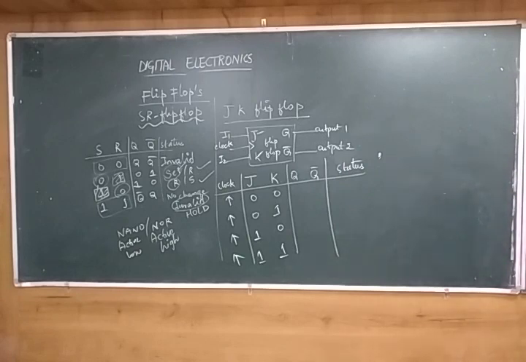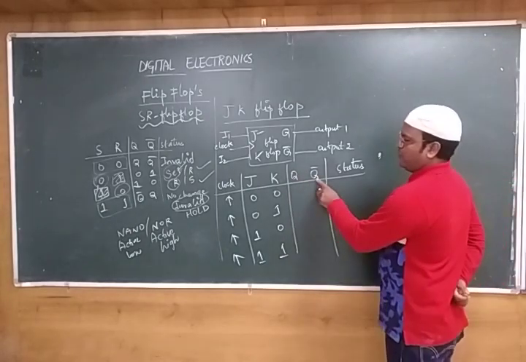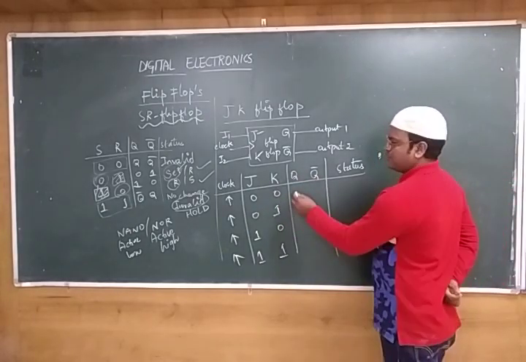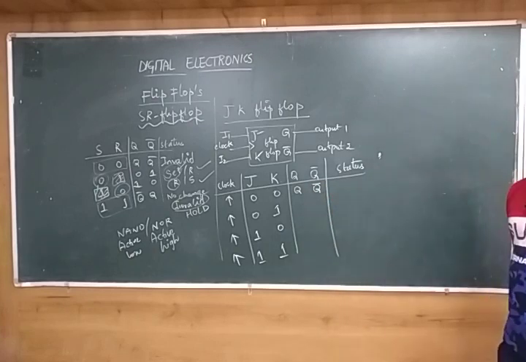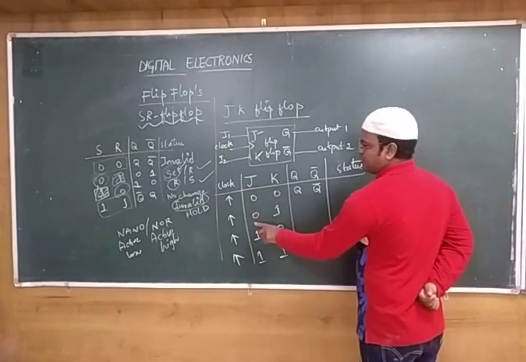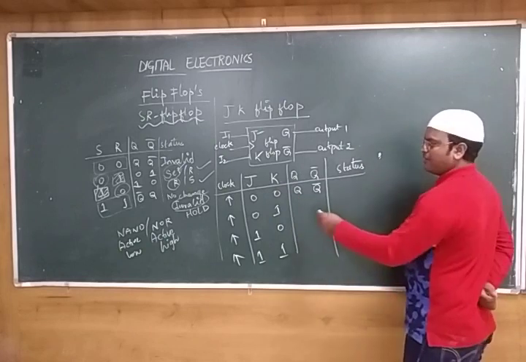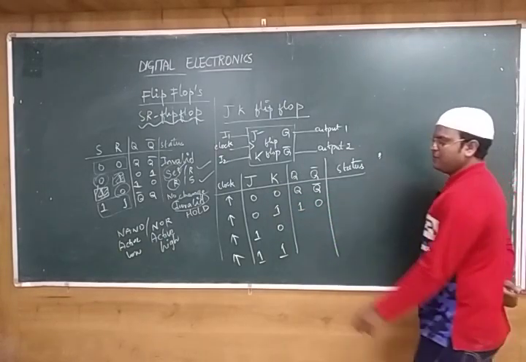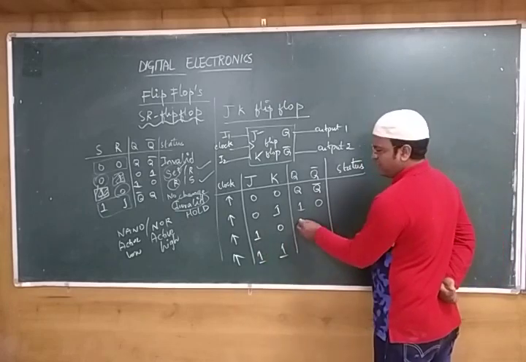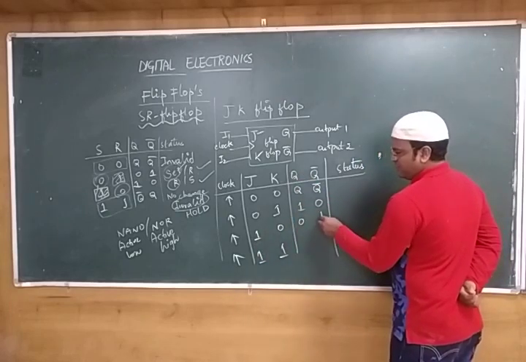So when both are 0, 0, what output do we have to write? Q and Q bar are there, both are 0, 0, right? So this we are saying is Q, and this we are saying is Q bar. Now suppose J is 0, K is 1. So we are writing a complement of it, 1 and 0. If J is 1 and K is 0, suppose Q is 0, it can be 1.